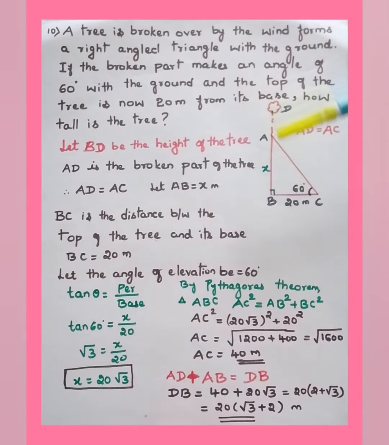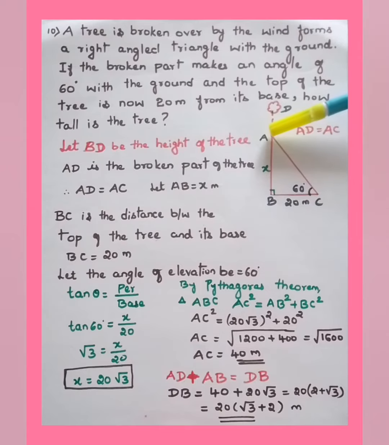So let the height of the tree be BD, and it is broken at point A and it touches the ground. Therefore DA is equal to AC, and it is now making an angle theta, that is 60 degrees with the base. After breaking, the tip is 20 meters from the base. How tall is the tree? We have to find the height of the tree, BD.